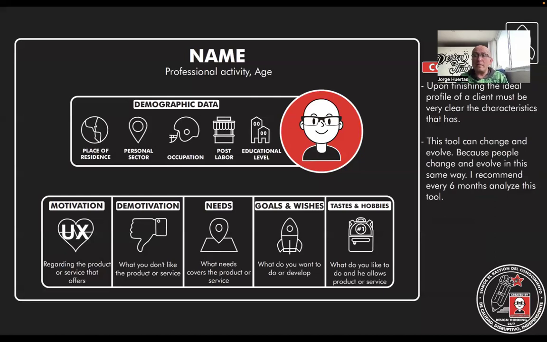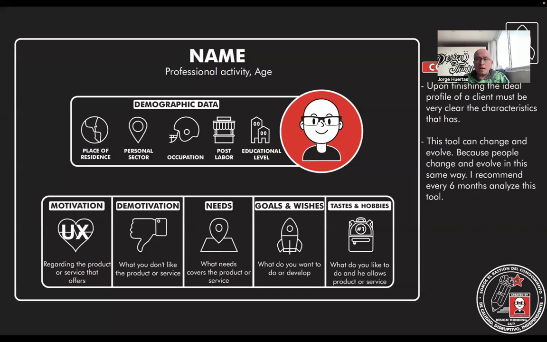As a conclusion, we can say that upon finishing, the ideal profile or client must be very clear in the characteristics that they have. Because I have a lot of data, I analyze it and I focus on those specific tools. These tools can change and evolve because people change and evolve. And that's something very important because the audience is not always the same. The customers are not always the same. People grow, people change, and that's life. You cannot pretend that people are still the same.